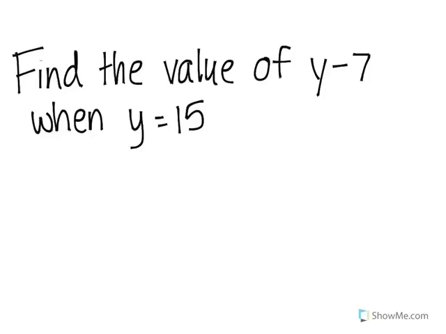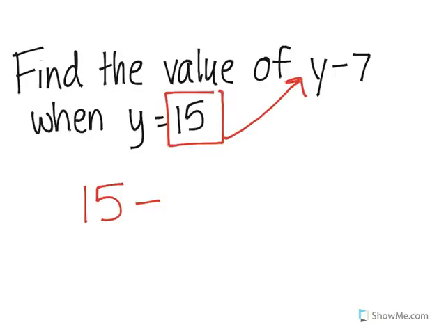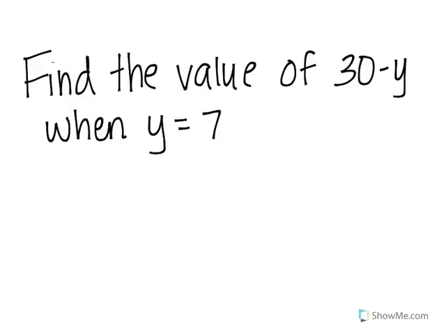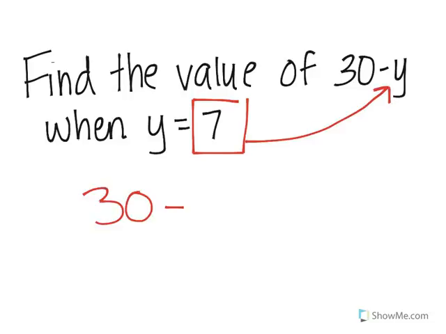Find the value of y minus 7 when y equals 15. So here's that 15. We're going to put that in for y. So we're going to have 15 minus 7, which is 8. Find the value of 30 minus y when y equals 7. So here's that 7. We're going to put that in for y. 30 minus 7 equals 23. All we're doing is substituting in a number for a variable.